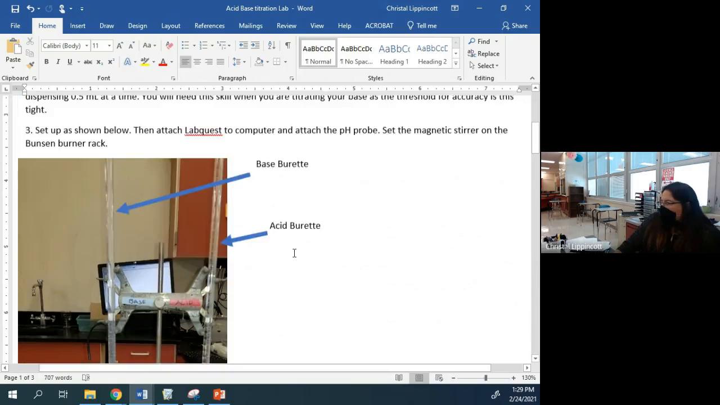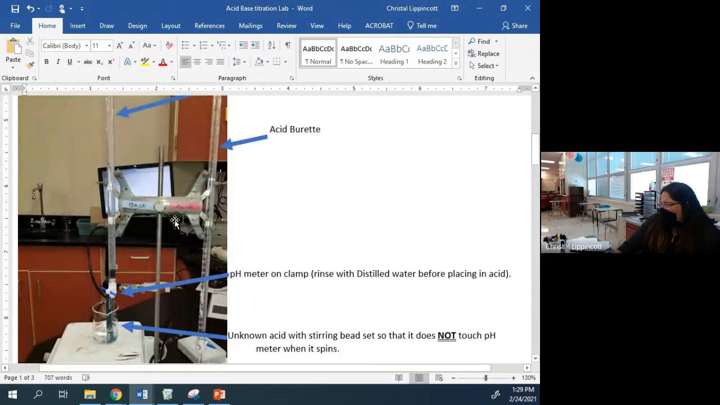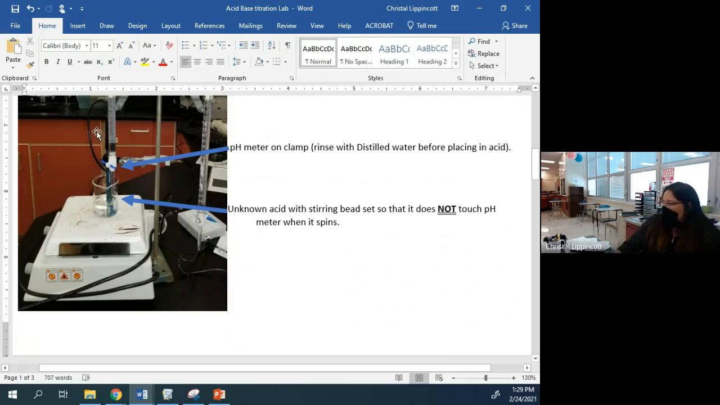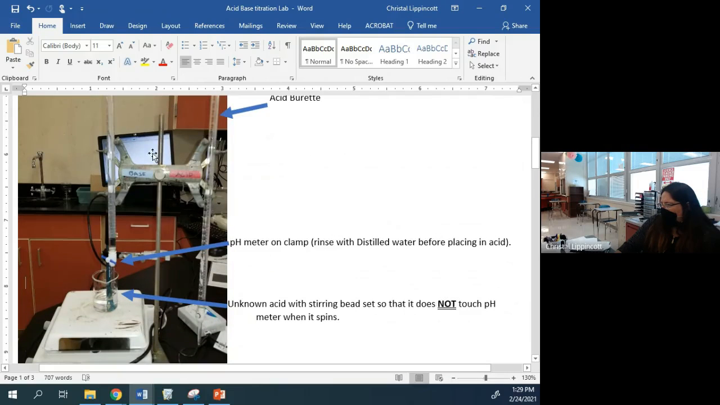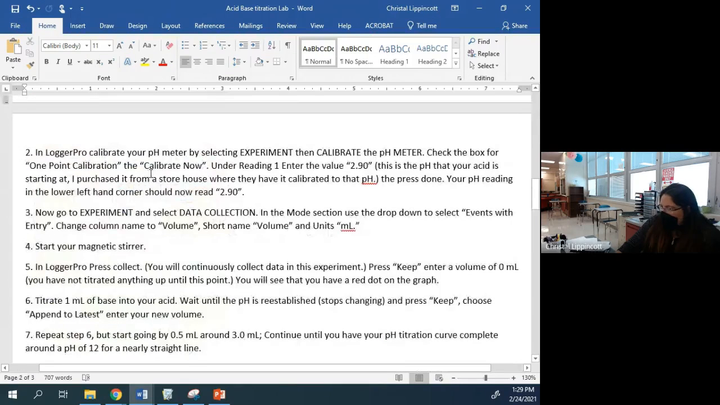Okay, so base burette, acid burette, they are color coded here. Make sure that you follow that. I try to make sure that we use the clamps that are already pre-labeled for you. You have your pH probe here that's hooked up to your LabQuest, and then your LabQuest is hooked up to your computer, and you've got Vernier probe ware going on there. Then in Logger Pro, you're going to set this up. You're going to select Experiment, Calibrate that pH meter.